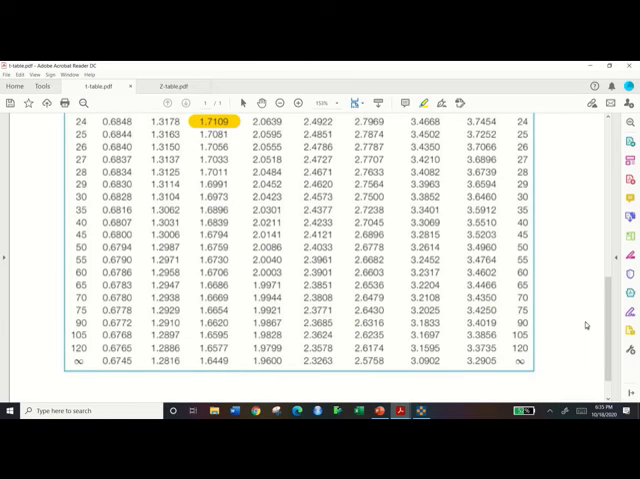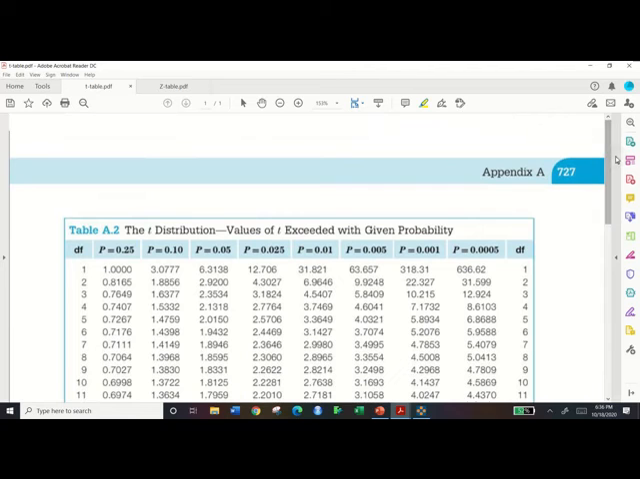So what we can do is take a look at the row that has our degrees of freedom of 24, and we need to find where our value would lie between, which we can see 0.7764 would in fact lie between 0.6848 and 1.3178. So if we scroll up, that tells us that our p-value is going to be between 0.25 and 0.10.